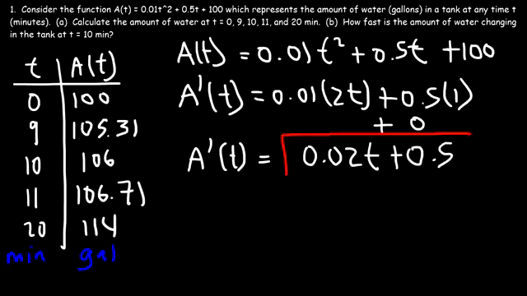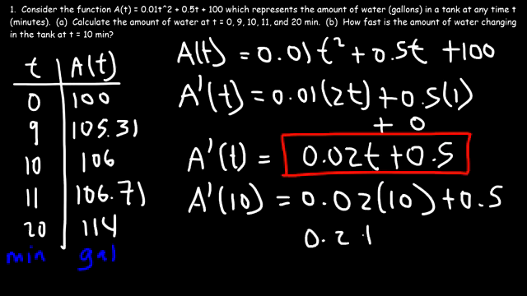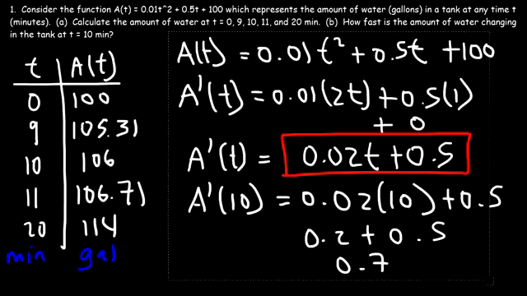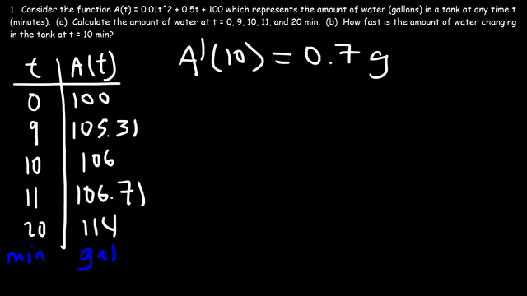So this is the derivative. It's going to tell us how fast the amount of water is changing in the tank at any time t. We want to find out how fast it's changing when t is 10. So that's 0.02 times 10 plus 0.5. 0.02 times 10 is 0.2, and 0.2 plus 0.5 is 0.7. So this tells us that the amount of water is changing by 0.7 gallons every minute when t is 10.